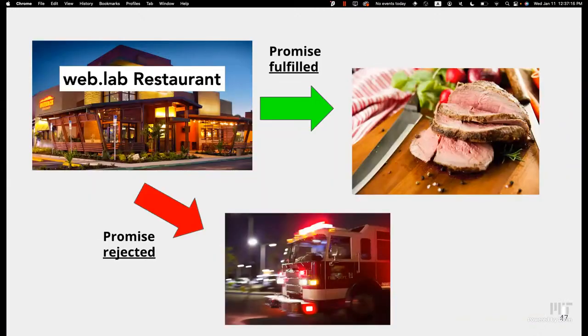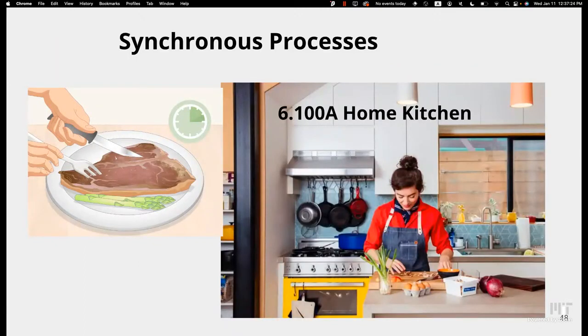So let's think about why promises are actually needed. Sure, the promise can be fulfilled or rejected, but why does this matter from a coding perspective? Most of you have probably taken 6100A and know a little bit of how Python works, where you go line by line and do everything. And this is a synchronous process.